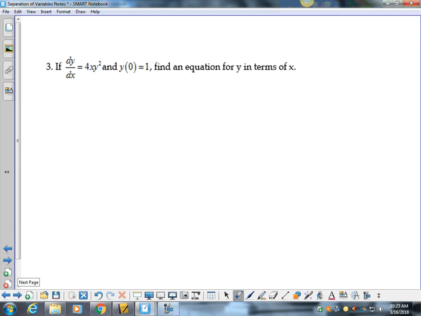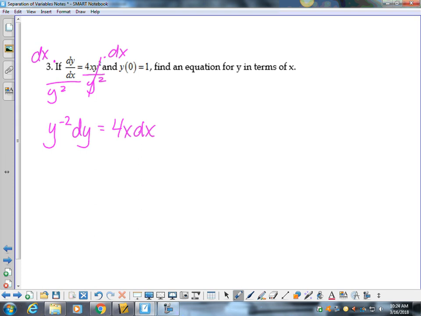Okay, a little different. I still need to separate my variables. I need to get my x's and my dx's together and my y's and my dy's together. So what do you want to do? Okay, divide by y squared, but then multiply by dx. Y to the negative 2 dy equals 4x dx. Okay, integrate.